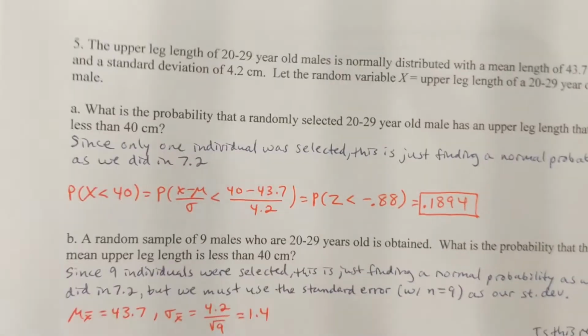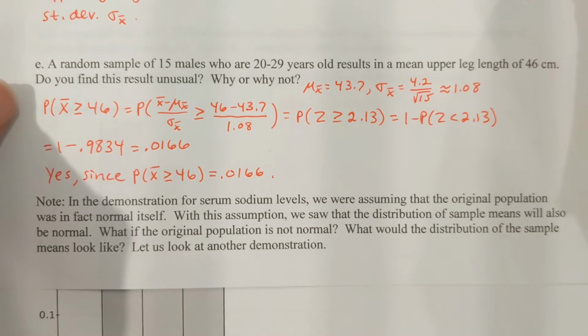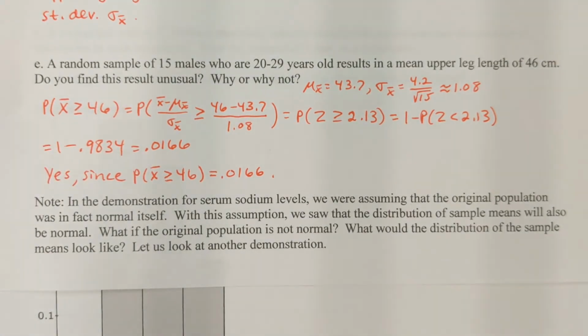We had done problem 5 in the last video, and at the bottom of the page there was a note. It says that in the demonstration for serum sodium levels that I had worked through in the previous video, we were assuming that the original population was in fact normal itself. I had StatCrunch draw some histograms for me, and I was able to overlay the normal distribution curve on those pictures, indicating that the data was normal to begin with.